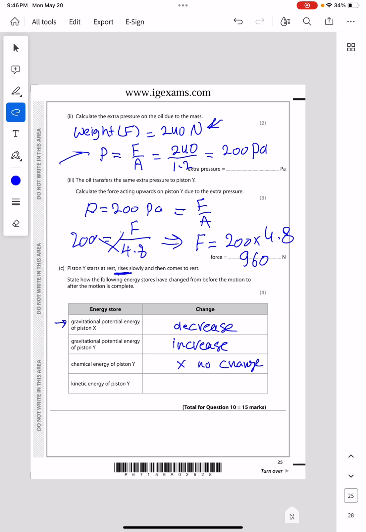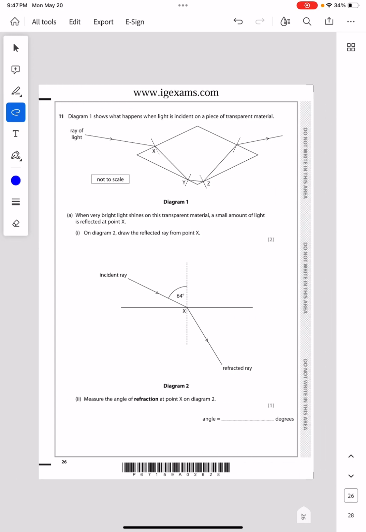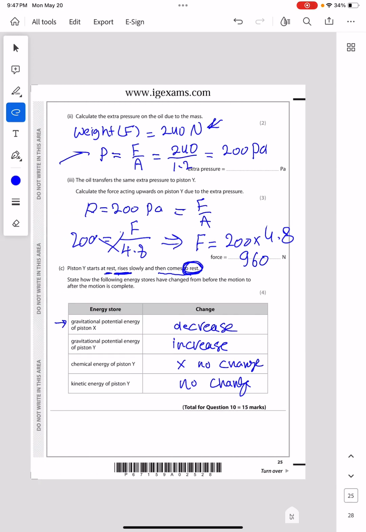So the kinetic energy of the piston Y: at the beginning, it is at rest, so it is 0, and then it rises slowly, so it is moving and there is an increase in kinetic energy. However, they're saying it comes to rest, which means that at the end it is 0, and they're asking for change, so no change. It is going to be 0 again. I think that is the end of the question. I hope it is clear. Bye.